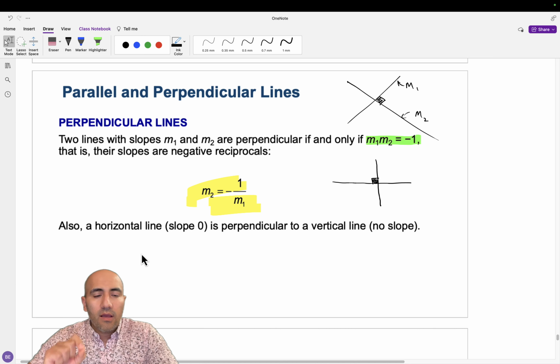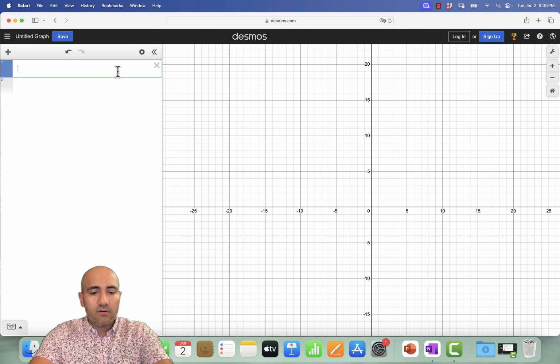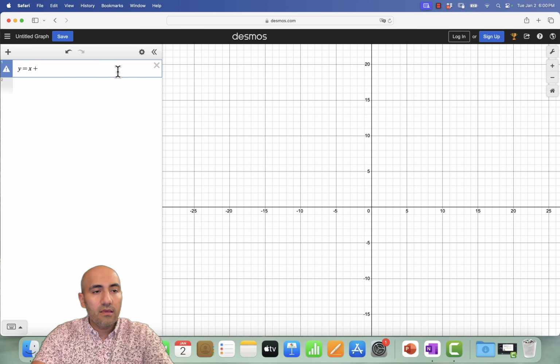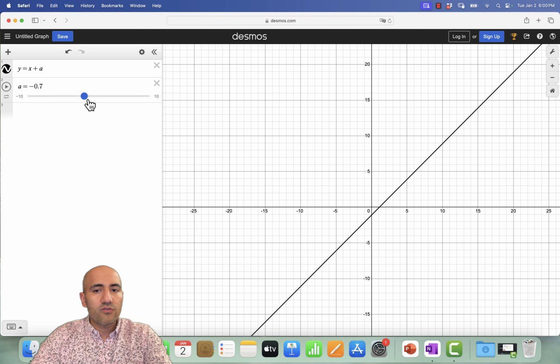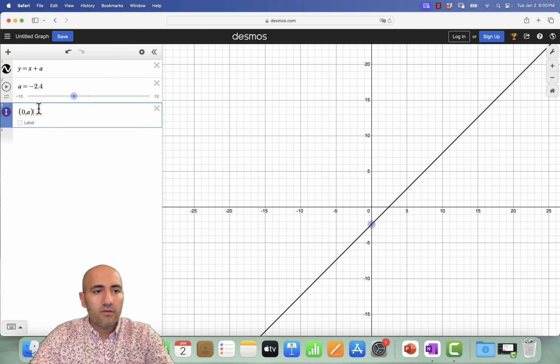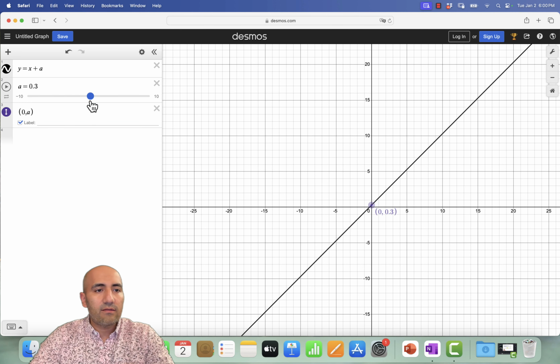Okay, so again, let's use Desmos to illustrate perpendicular lines. So remember, any two lines where their slopes multiply to -1 are perpendicular. Okay, so let me write down a linear equation of the form y equals x plus a, where a is going to be a slider. Right, so a just moves up and down. Let's go ahead and label the point 0, a. So that labels the y-intercept point, right? And again, as we slide up and down, we just get that line right there.